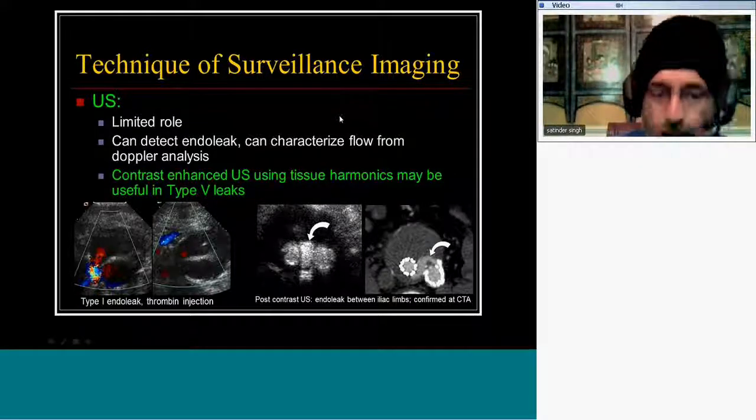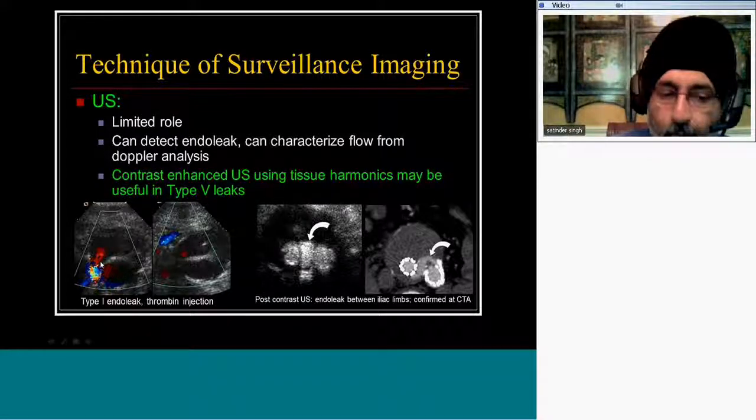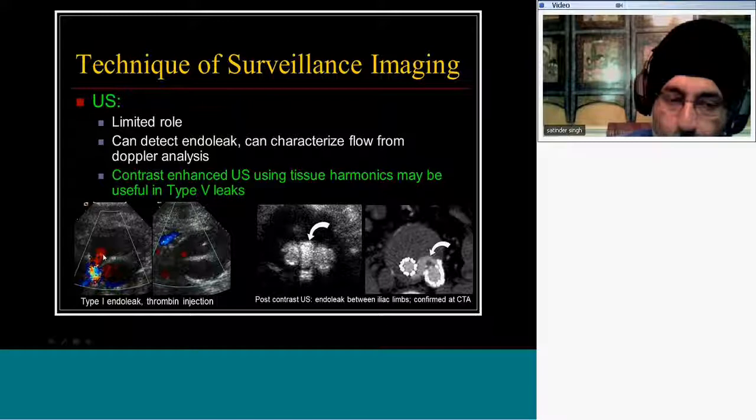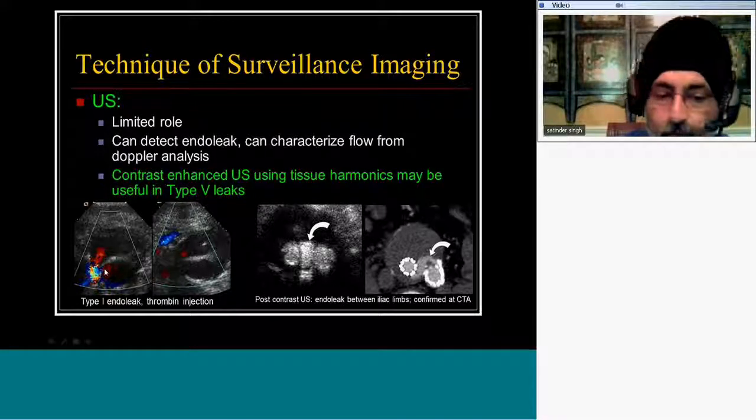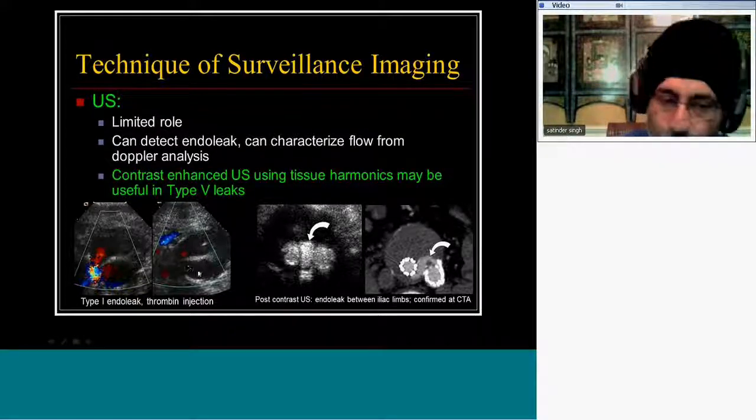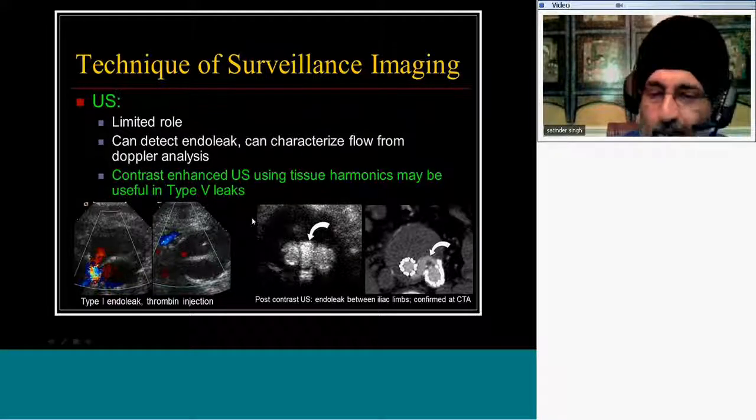Ultrasound similarly has a very limited role in the thoracic aorta. In the abdominal aorta, sometimes you can see the endoleak. There is a patient who had an anastomotic type 1 leak. This is the stent and this is the perioperative endoaortic sac, and you can see the flow jet across the type 1 leak. In fact, we tried to do a thrombin injection into the sac. This worked for a while. It was temporary relief, but the leak recurred because the pressure within the sac is much higher. So this did not work, and this patient ended up getting open surgery.